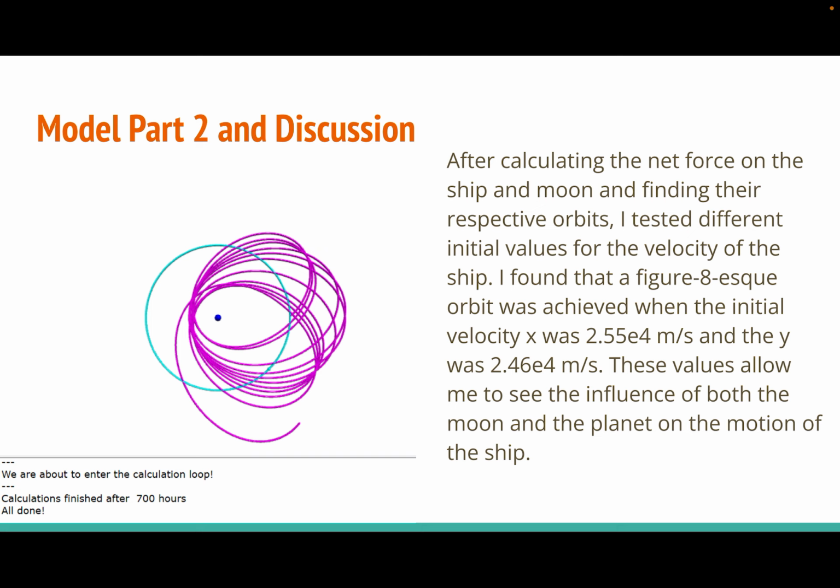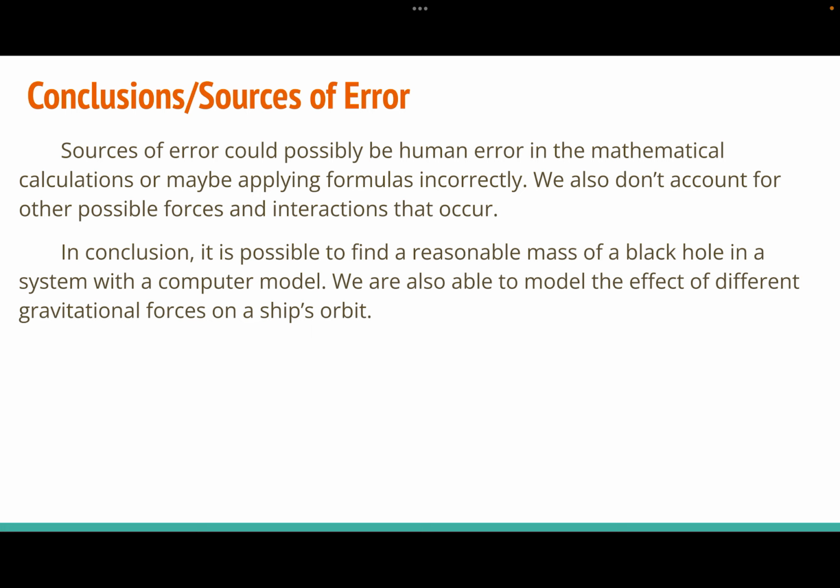I found that a figure-8-esque orbit was achieved when the initial velocity x was 2.55 times 10 to the 4th meters per second, and the y was 2.46 times 10 to the 4th meters per second. These values allow me to see the influence of both the moon and the planet on the motion of the ship. Sources of error could possibly be human error in the mathematical calculations, or maybe applying the formulas incorrectly. We also don't account for other possible forces and interactions that occur.